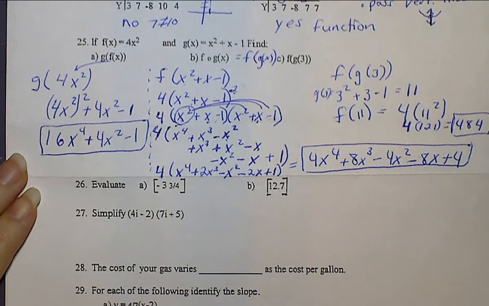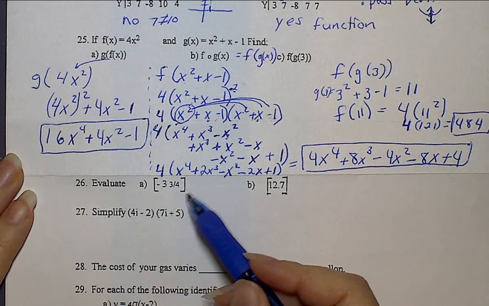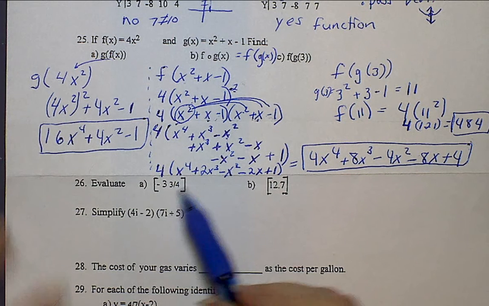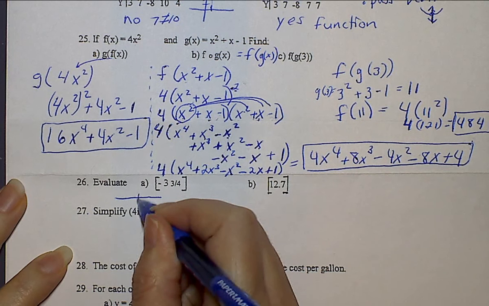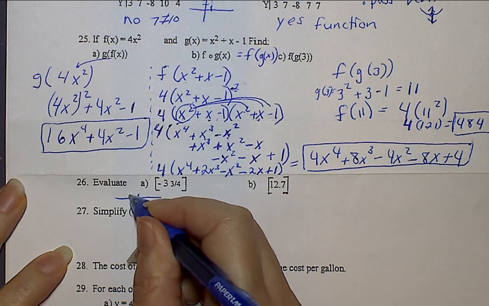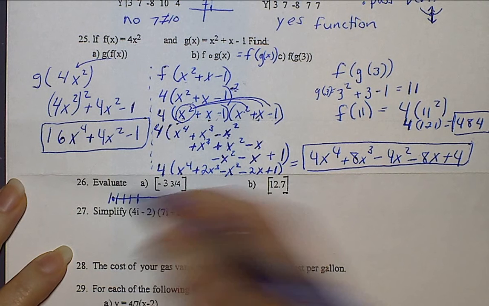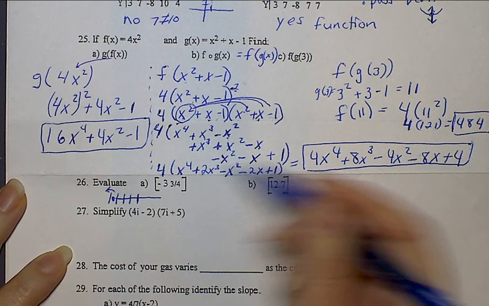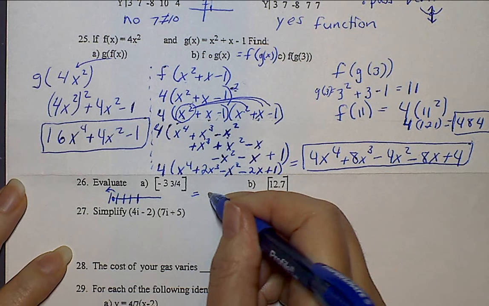Evaluate. Remember these brackets? These brackets mean round down. So since we have a negative number, remember we want to round down. So here's 0, 1, 2, 3, 4. So negative 3 is this way. And we want to round down, so we always want to round to the left. So our answer is negative 4.